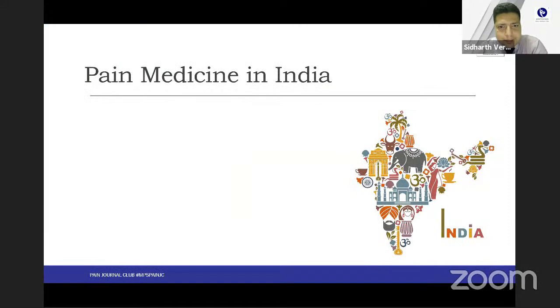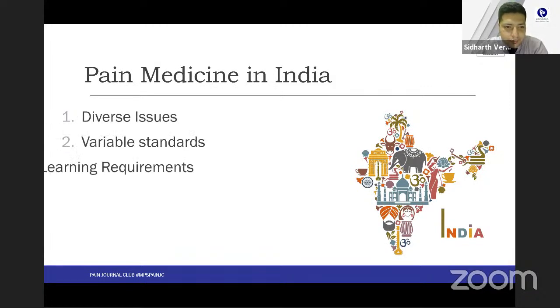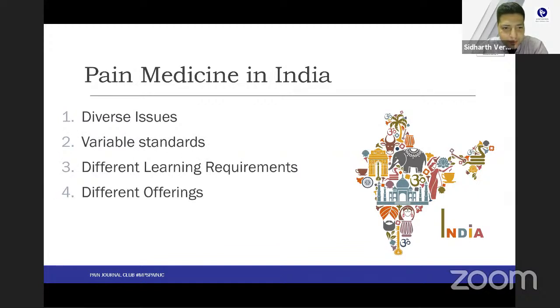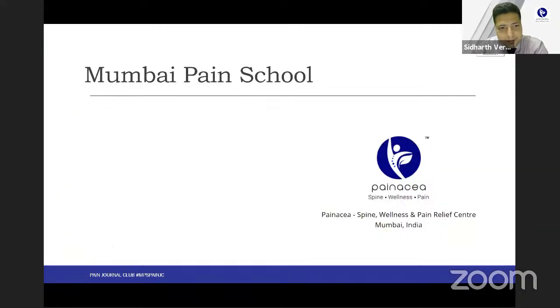Let us start. Pain medicine in India is actually quite diverse, and this is the situation for most of the world, including even the developed countries. They have diverse issues, variable standards everywhere, different learning requirements, and as a result, there are different offerings. For example, in India, we have a 3-day or even 3-hour fellowship program, which is being offered online, and we also have a 3-year DM program. So that's the disparity. Money and time are involved, and physicians have to spend a lot of time, energies, and money to learn even basic things.